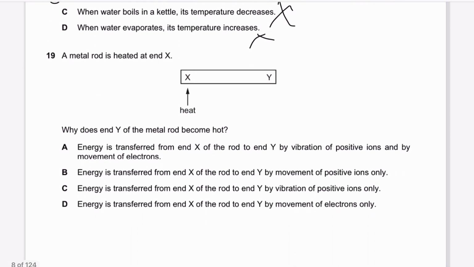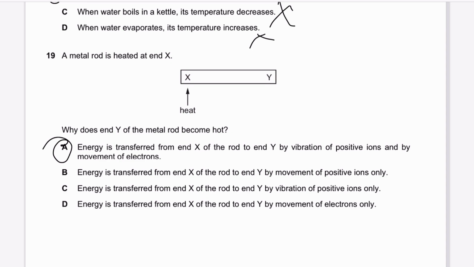Number 19. A metal rod is heated at X. Why does the Y end of the metal rod become hot? Basically, the heat transfers from X to Y. How does that happen? Let's just read our options. A. Energy is transferred from X end of the rod to Y end of the rod by the vibrations of the positive ions and by the movement of electrons. That is absolutely correct. It's a metal. Electrons move, they take the energy from one end to another, and the positive ions just vibrate. They don't move. Let's see our other options.